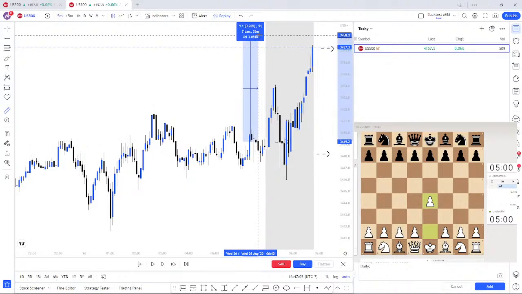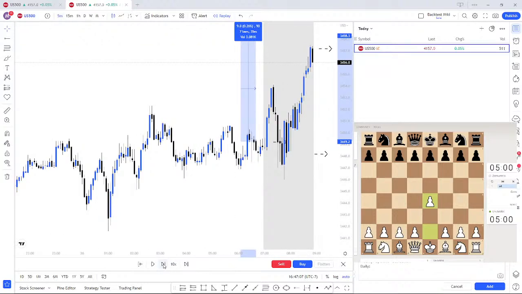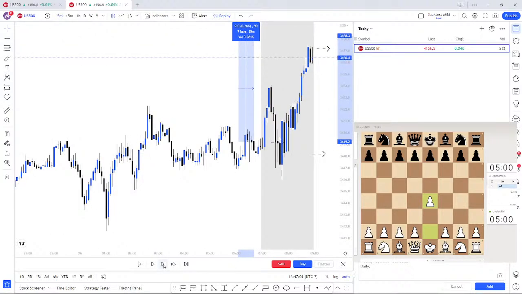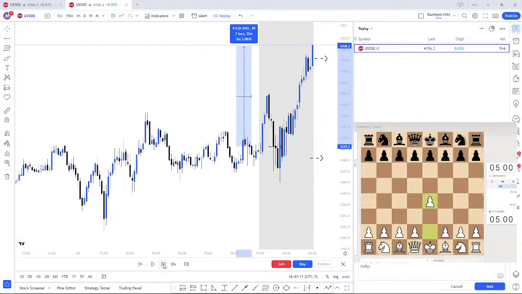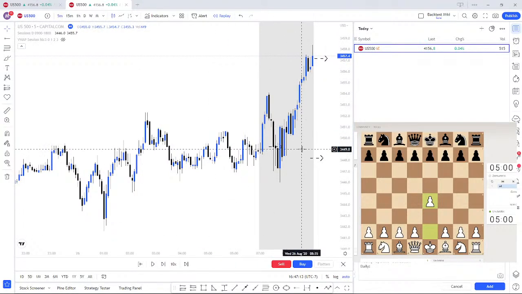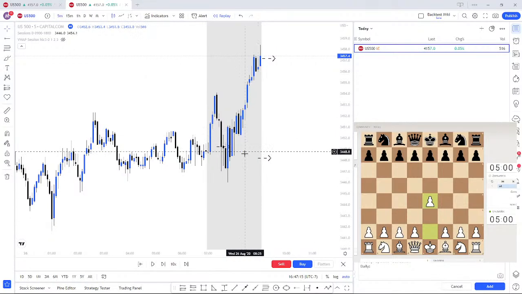90 is just right here. Hopefully the next candle gives up. Nope. There you go. At least we got two out. So we're holding three still.